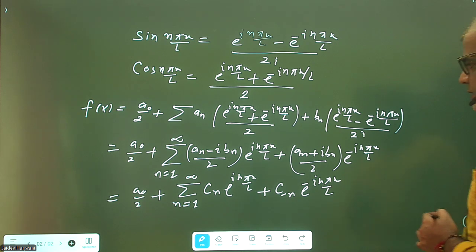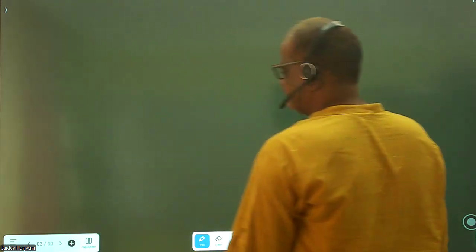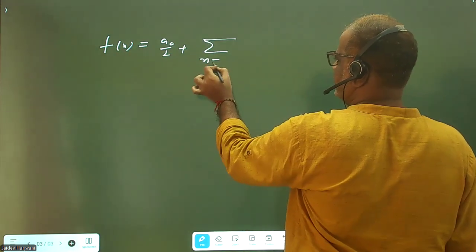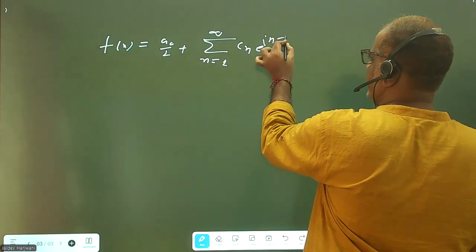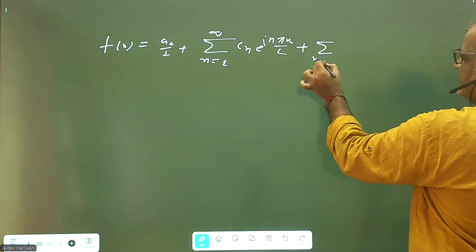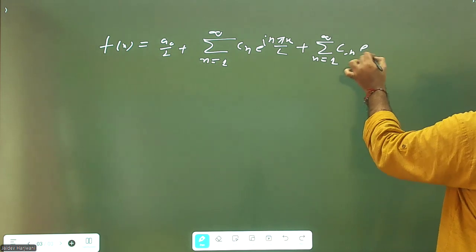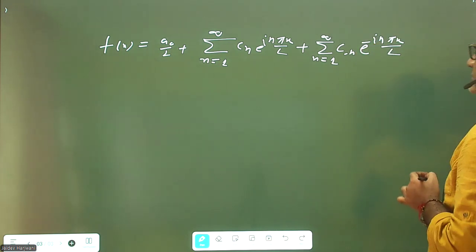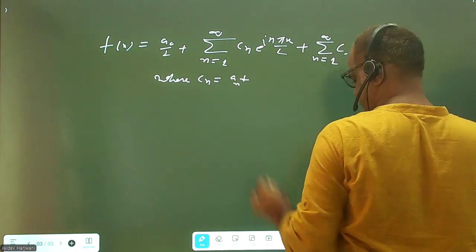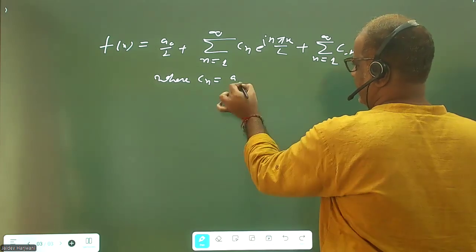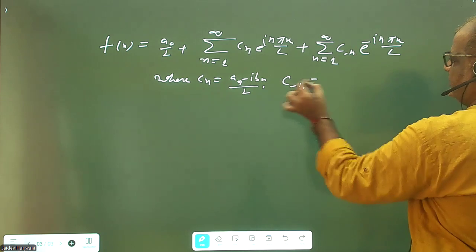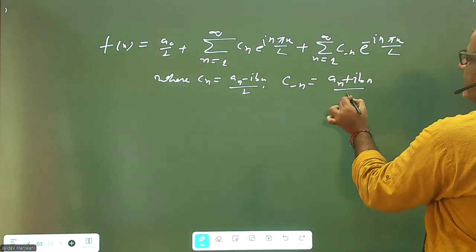Now you have f(x), which is a0 by 2 plus the sum from n equal to 1 to infinity of cn e power iota n pi x upon L, and then plus, I'm separating, the sum from n equal to 1 to infinity of c minus n e power minus iota n pi x upon L, where cn is an minus iota bn by 2, and c minus n, which is the complex conjugate of this, is an plus iota bn by 2.